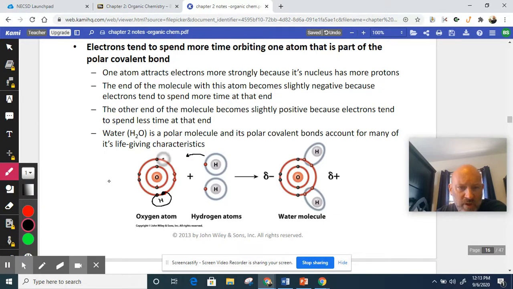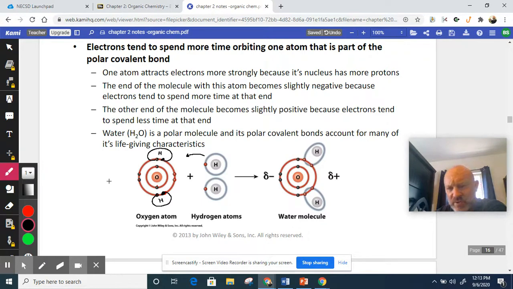It could go over here and share this electron that is one of oxygen's. And now this hydrogen has 2 electrons in its outer shell. This one has 2 because they're going to share. And the oxygen now has 8.